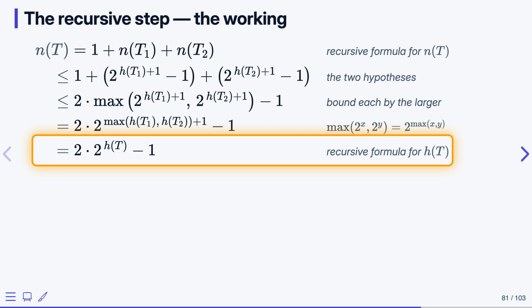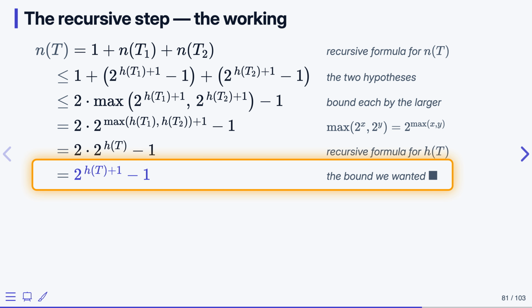Step 4. But the recursive formula for height says that max plus 1 is exactly h of t. Step 5. And 2 times 2 to the h of t is 2 to the h of t plus 1. That is the bound we wanted. The recursive step is done, so the bound holds for every full binary tree.